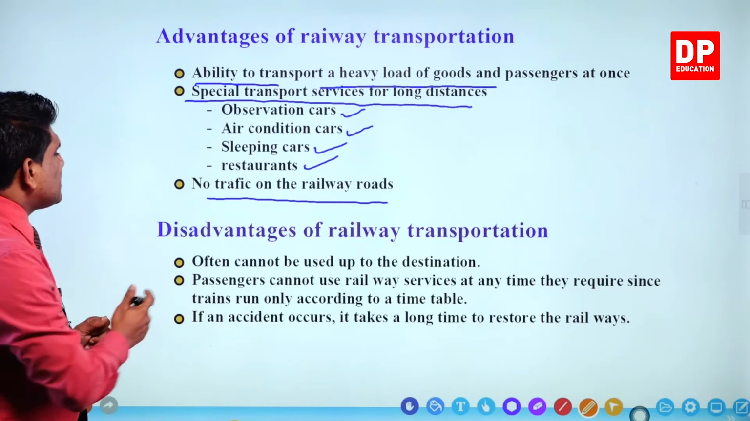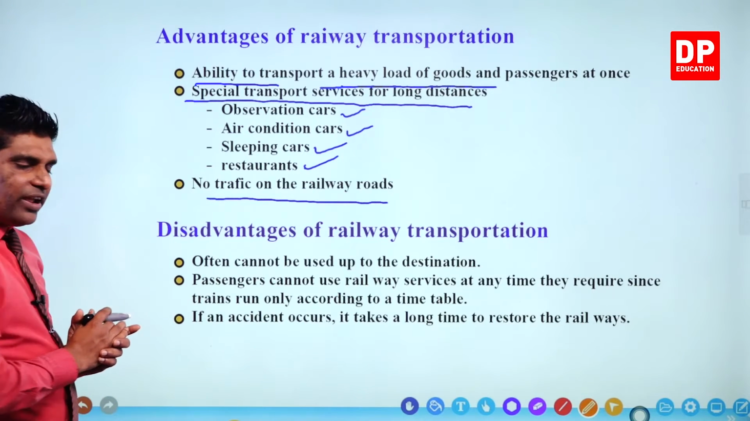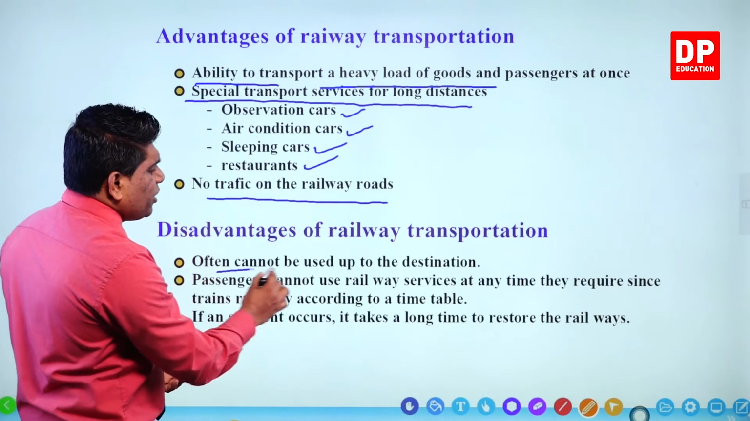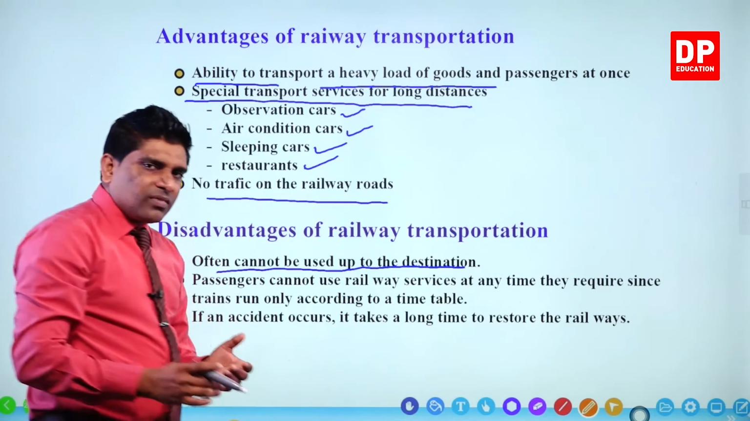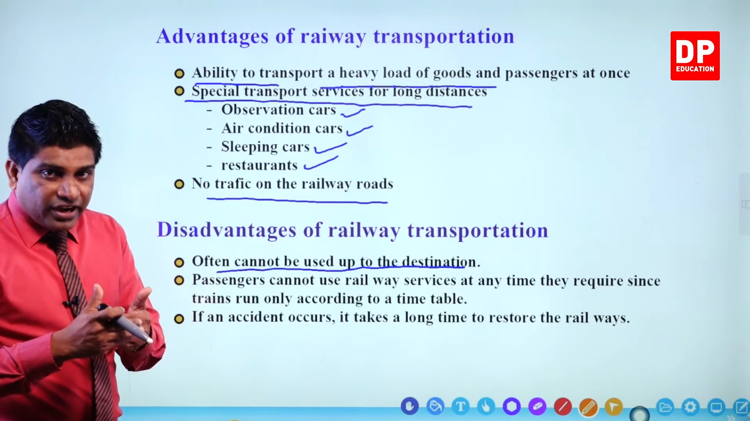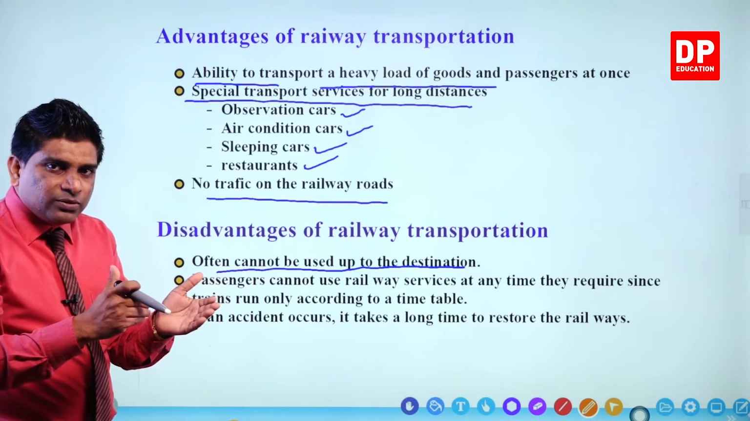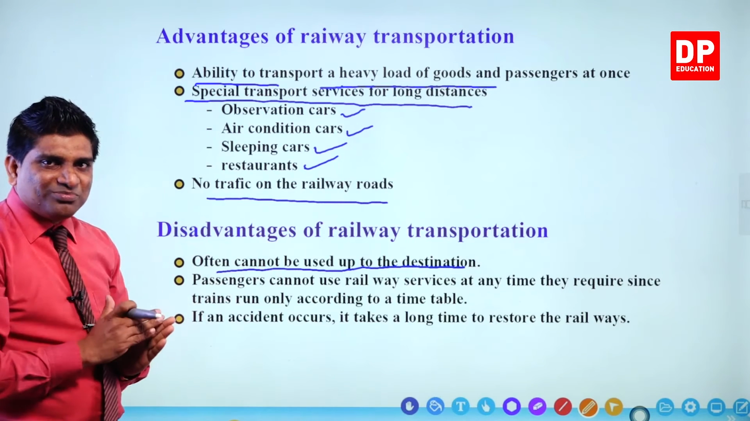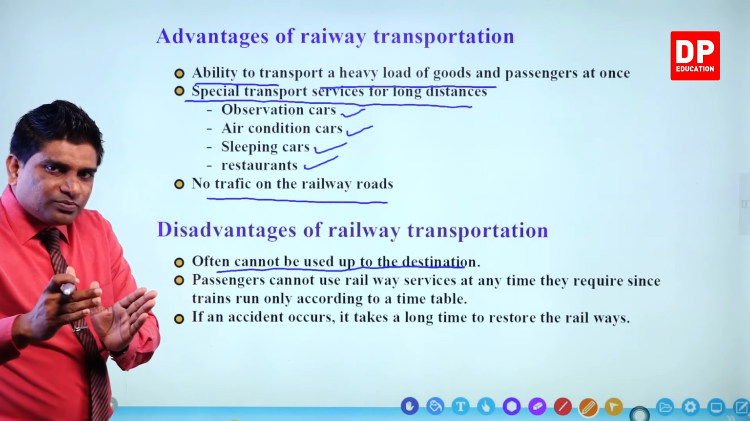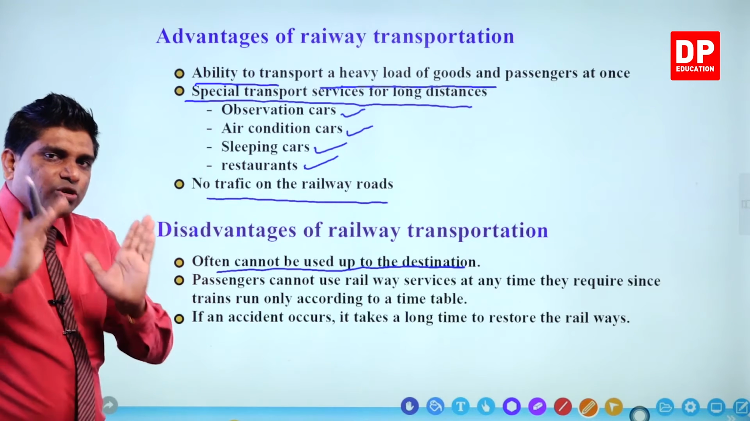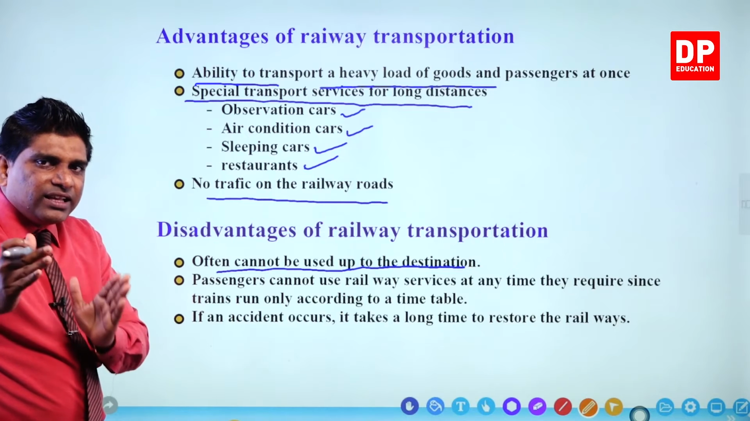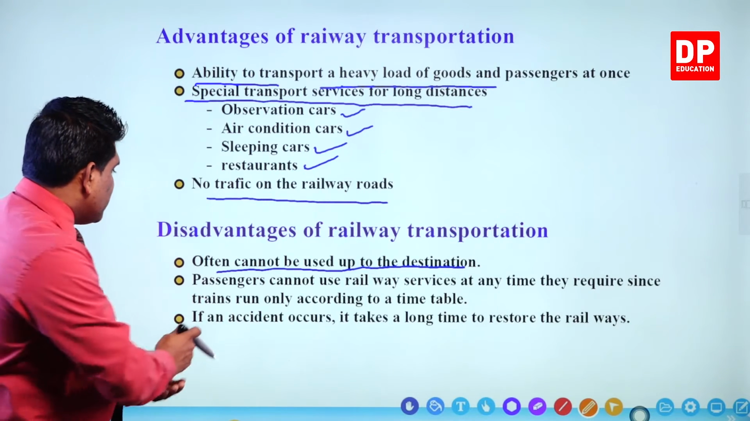The other one, disadvantages of railway transportation. What are the disadvantages? Often cannot be used up to destination, right? After you use the train, you have to get another vehicle to travel to your home. Why? It does not go close to your house. They end the journey at the railway station, right?